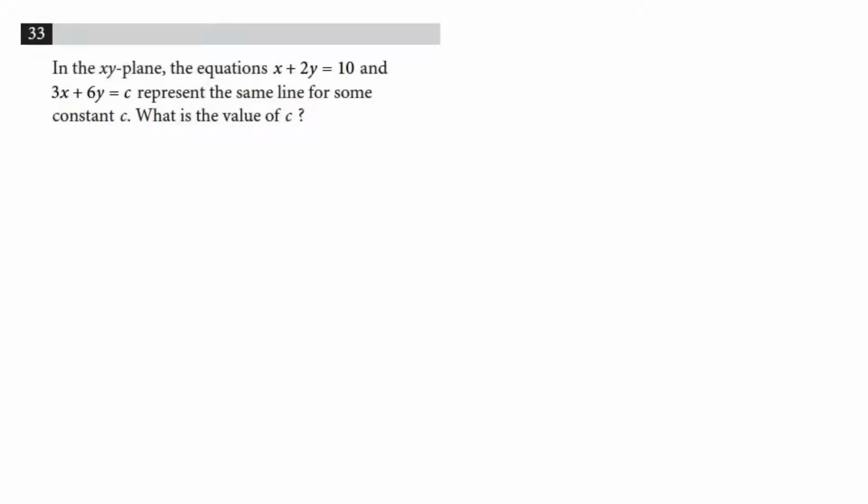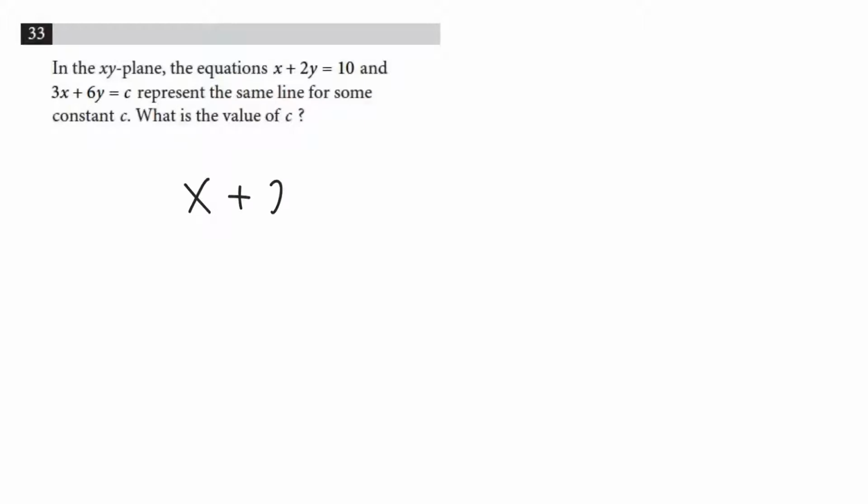33. In the xy plane, the equations x plus 2y equals 10 and 3x plus 6y equals c represent the same line for some constant c. What is the value of c? Okay, represent the same line, for some value of c. Okay, so we just need to get these in the same form. Right now the left sides are not the same, so the constants are not the same.